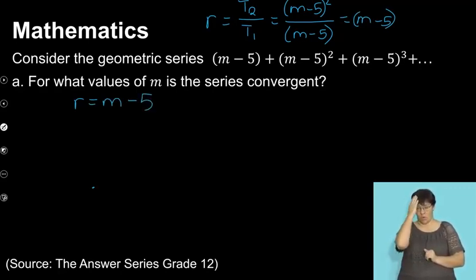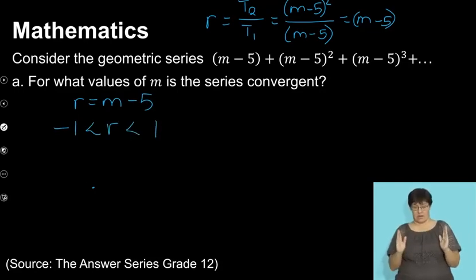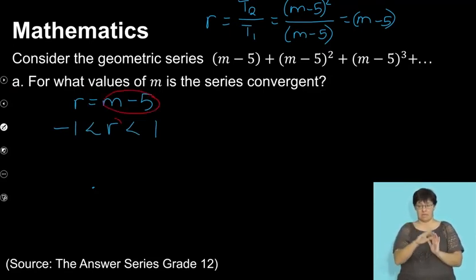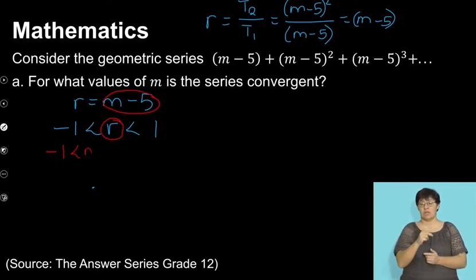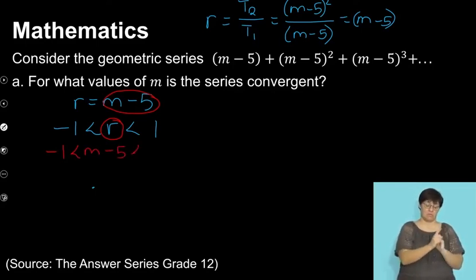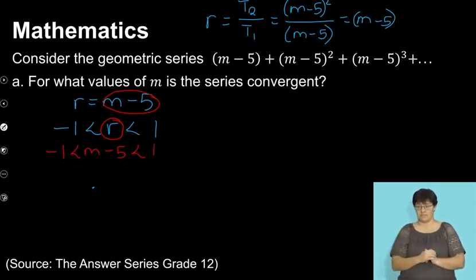But I know that for the series to be convergent, the ratio has to lie between -1 and 1. So what I'm going to do is substitute my ratio into this middle portion so that I can isolate the values for m that this series will be convergent. So on my next line, I'm going to say that the ratio of m minus 5 has to be between -1 and 1. We want to know for what values of m is this series convergent.